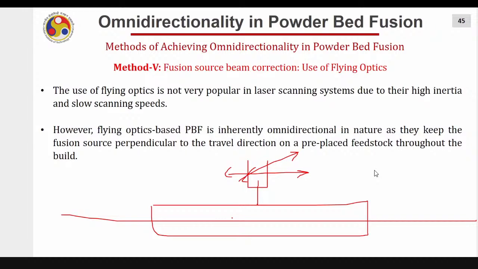No issues will come from the machine tool side. If you use the flying optics, yes, it will be slow. It will be very, very slow as compared to the galvanometer, because in a galvanometer, the moving mass is very, very low, with very low inertia. But here you are moving the whole thing. You can't really give a very good acceleration to the flying optics. Also, optics may break, and you can't move the bed, because if you move the bed, your powder will be disturbed. So the only option is to move the optics with slow speed.